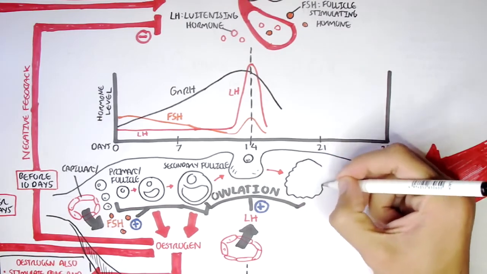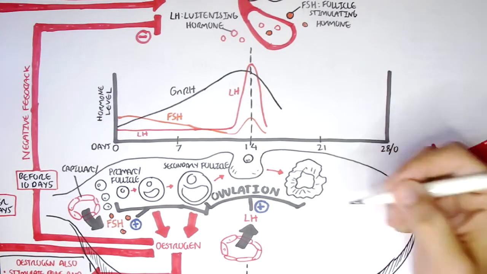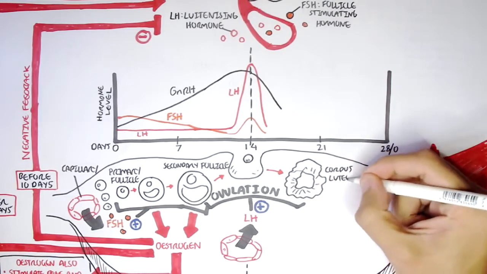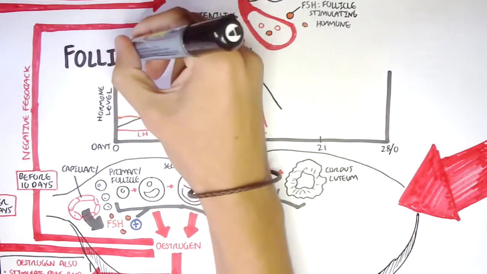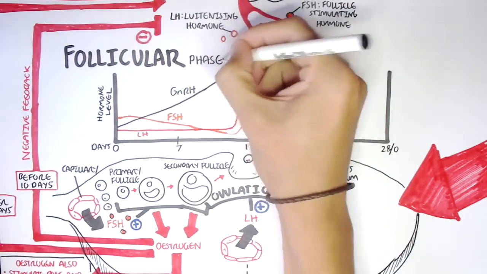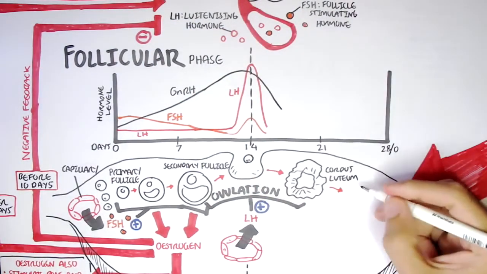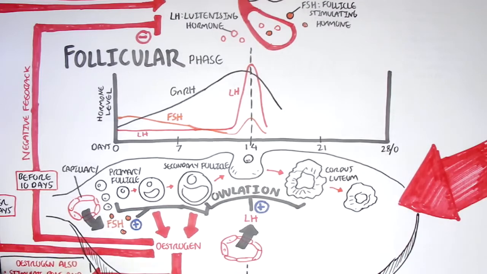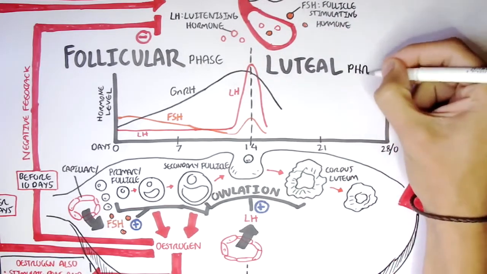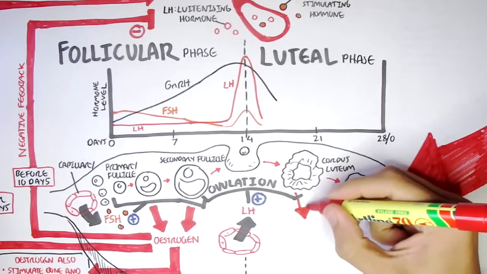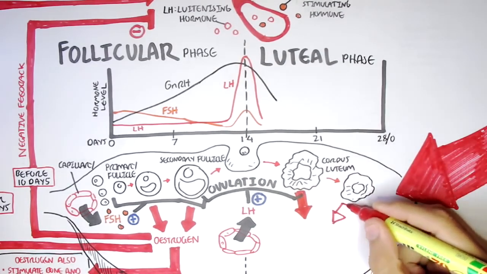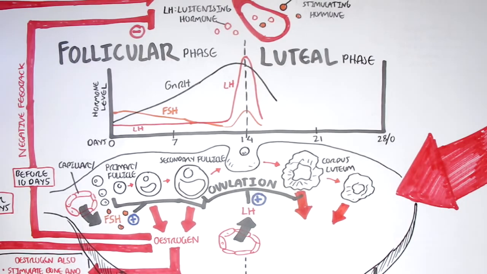After the follicle ovulates, the follicle will turn into a corpus luteum, which is a dead follicle basically. Now, that is why the first 14 days of the menstrual cycle is called the follicular phase, because it all has to do with the follicles and their maturation. And the last 14 days is known as the luteal phase because we have the formation of the corpus luteum. The corpus luteum will essentially slowly degrade.